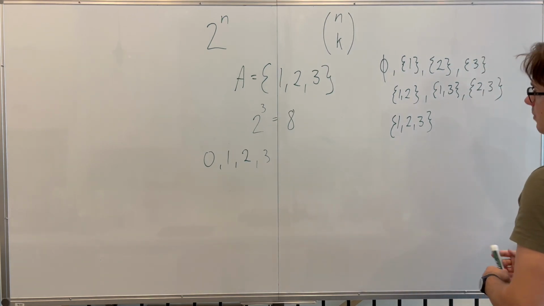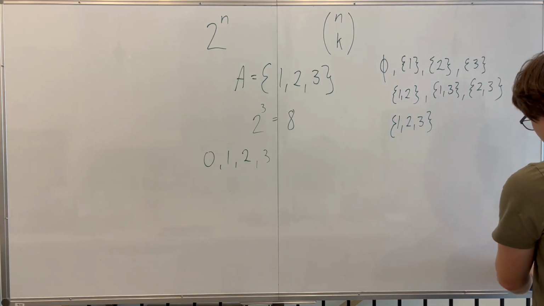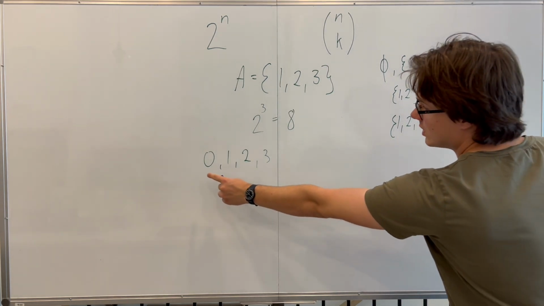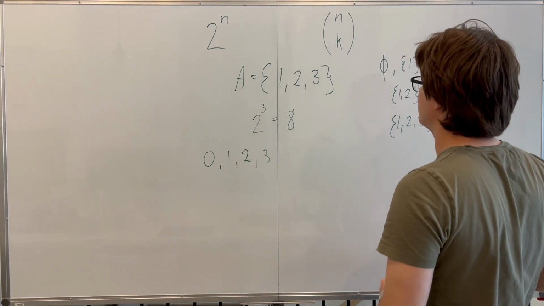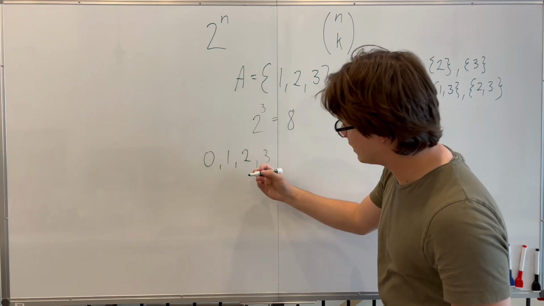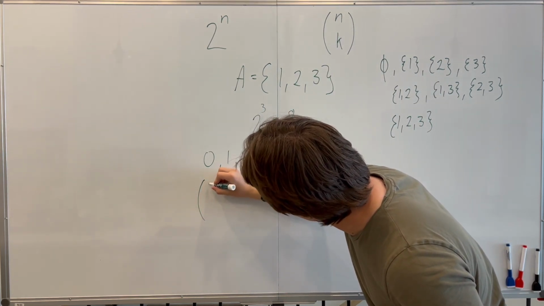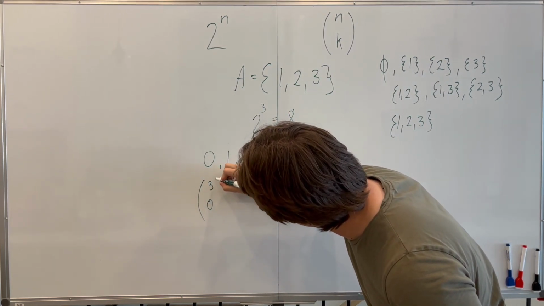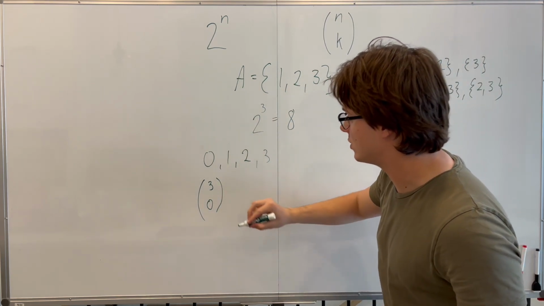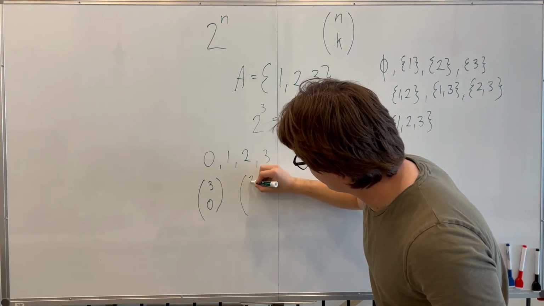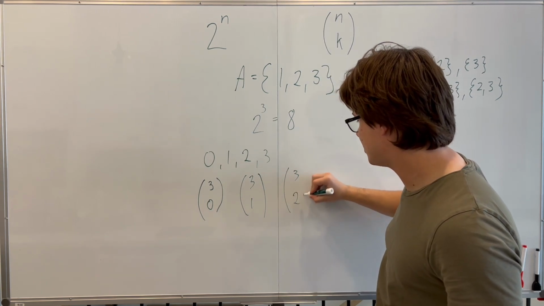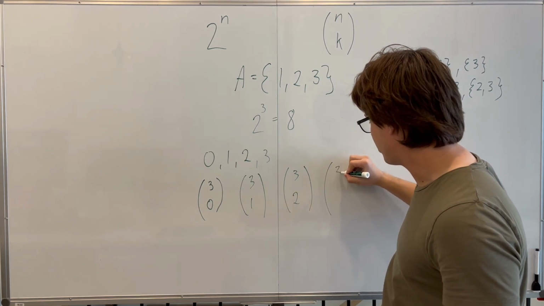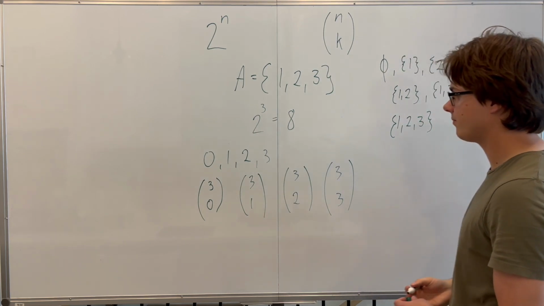Well, what does this correspond to? When we look at all 8 of these sets, and we say we can choose 0 of them, actually, let me write this out in the notation. So what did I just say? We can have the following options. We can have 3 choose 0: out of the 3, we can choose none of them. Out of the 3, we can choose 1. Out of the 3, we can choose 2. And out of the 3, we can choose 3.